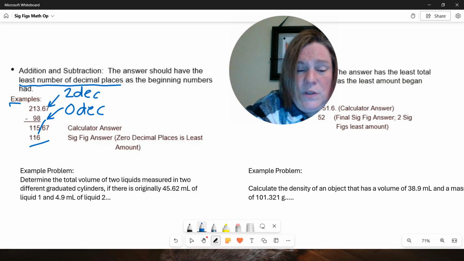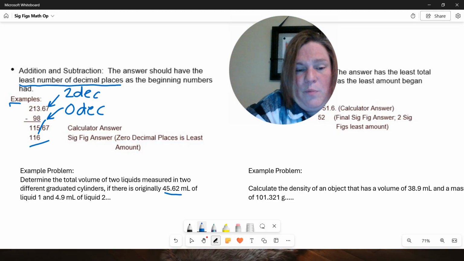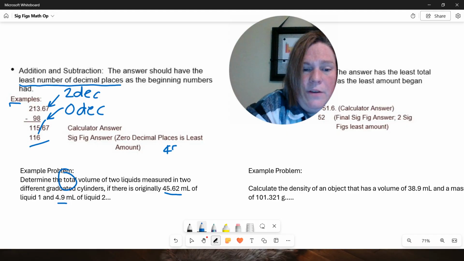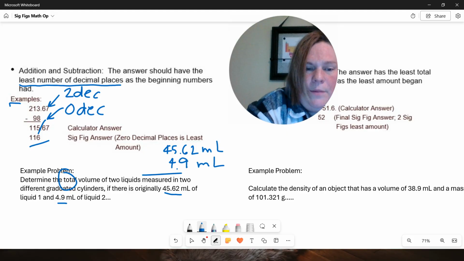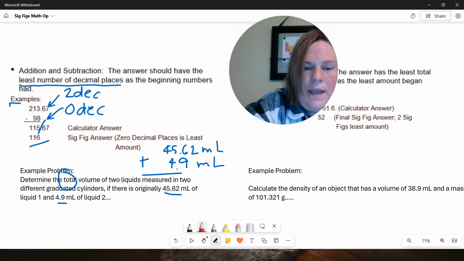Let's look at one more example. In the problem below, we have 2 liquids. One is 45.62 milliliters, and one is 4.9 milliliters, and we're going to add because it says total. So if I add these numbers, I have 45.62 milliliters, and I have 4.9 milliliters, and I'm going to add them. I need to go back to my rule, and my rule says least number of decimals.